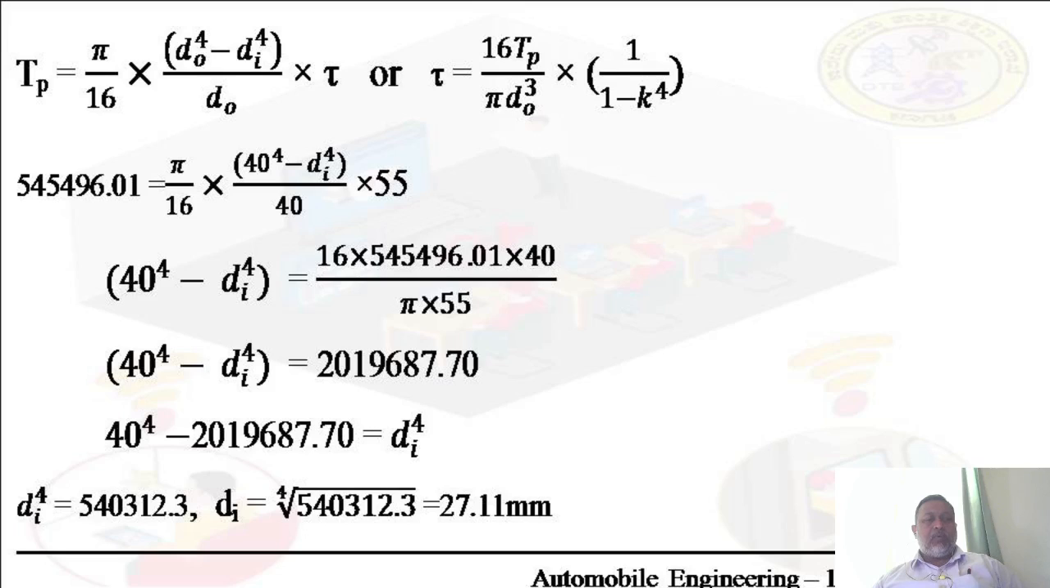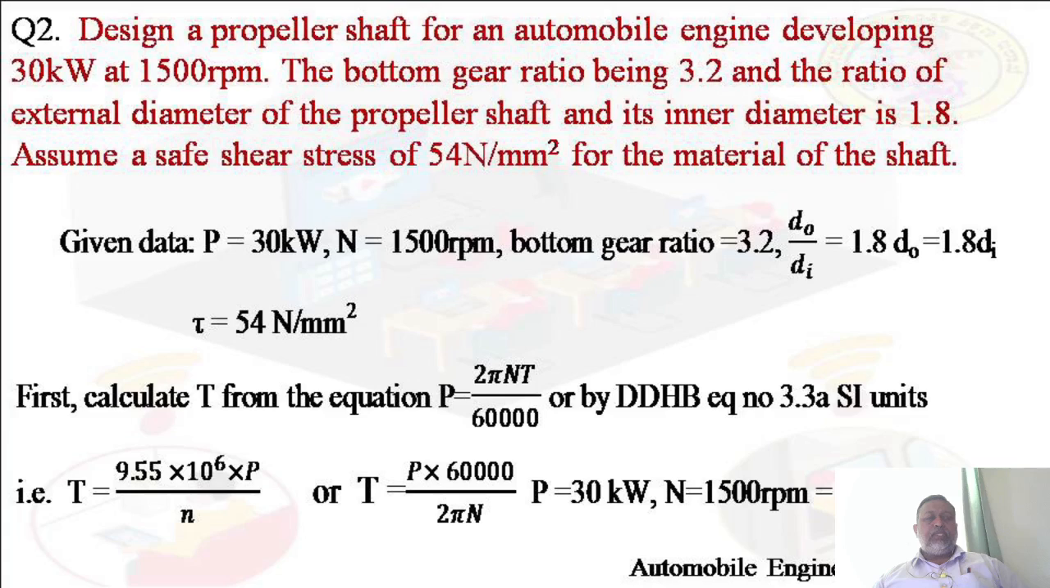40 to the 4 minus di 4 is equal to 16 into 40 into 545496.01 whole divided by pi into 55. The answer is 2019687.70. Finally, I have di 4 is equal to 540312.3 and di is 27.11. Coming to problem number 2.